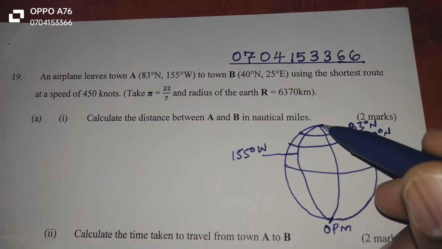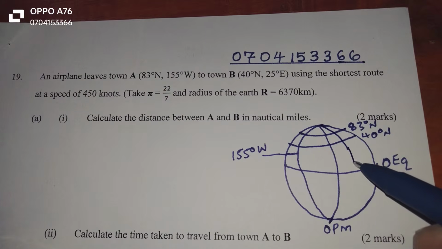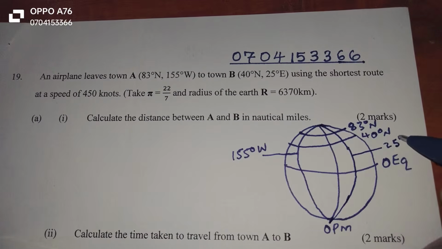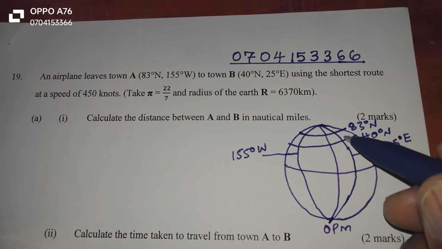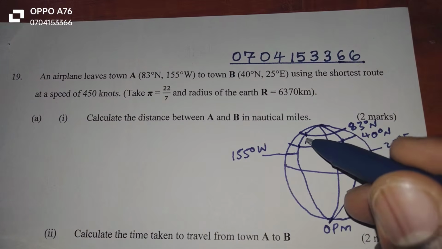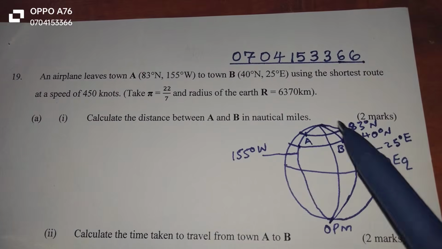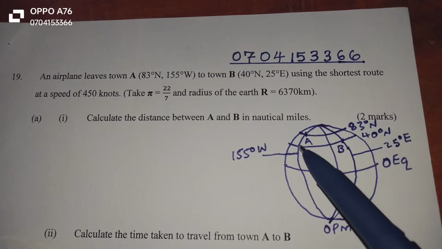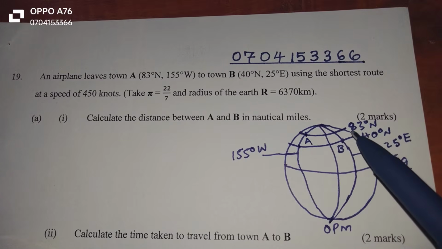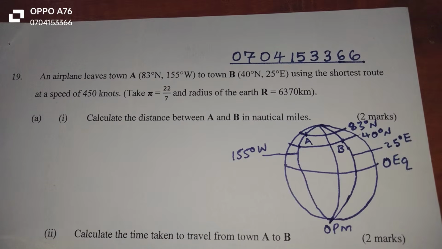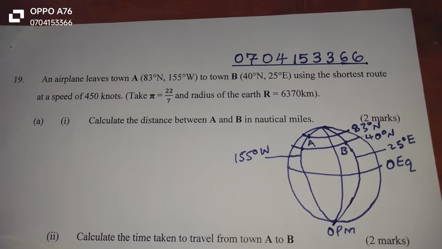25 in the east. So on the east side now of the prime meridian, 25 degrees in the east. This is where we have our town B. So we have B there, and we have town A at this point, the intersection of 83 north, 155 west. B is on the intersection of 40 degrees in the north, 25 degrees in the east. So those are the two places. Now we are talking about the distance between them in nautical miles.